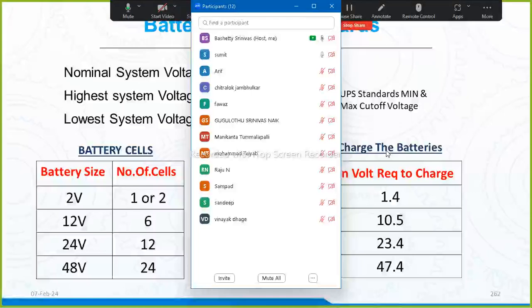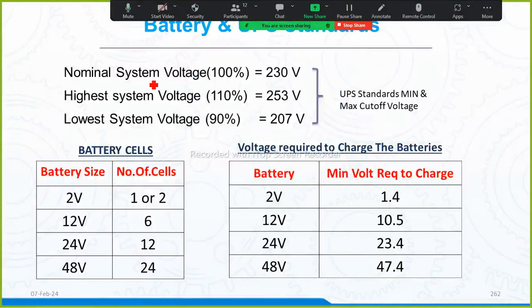In the same way, in the UPS also we have that feature. What is that feature called? High voltage cutoff voltage, low voltage cutoff voltage and nominal voltage. What do you mean by these? High voltage cutoff means 110%. For example, 12 kVA is a single phase, right?